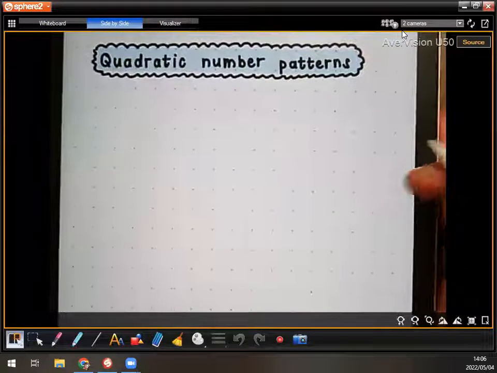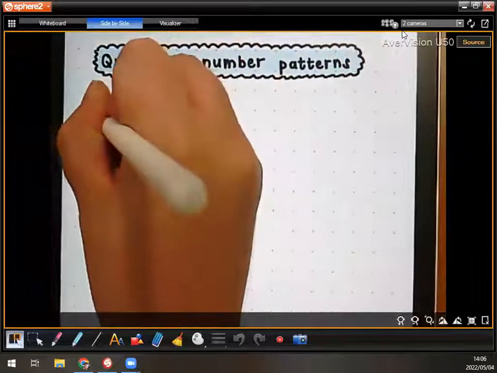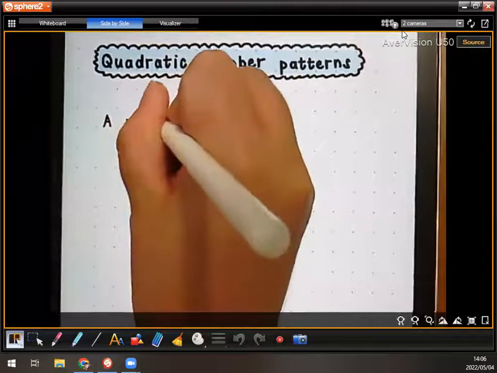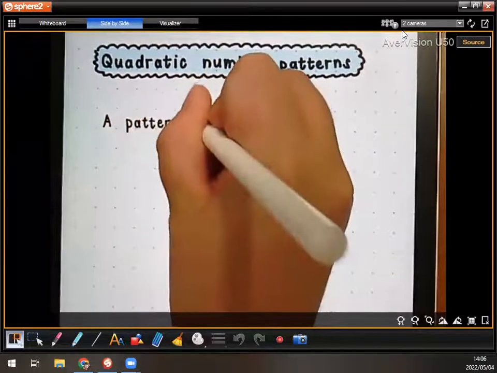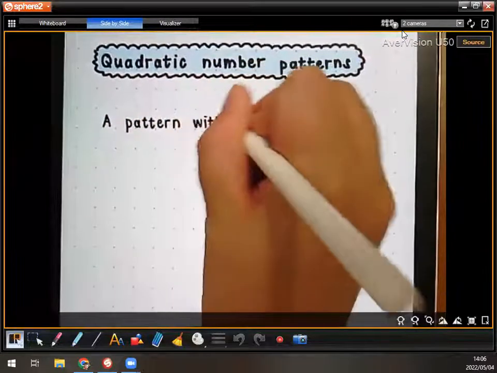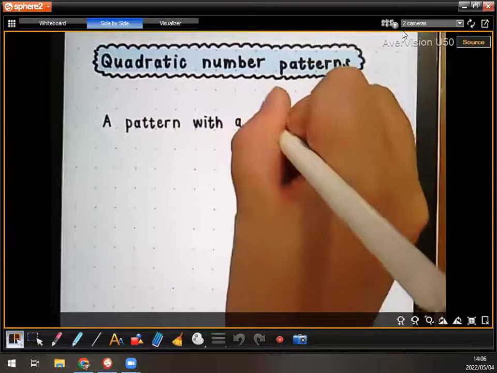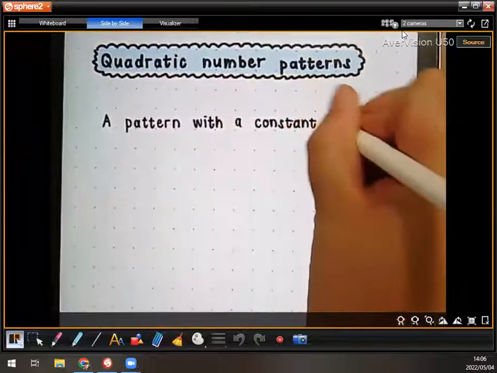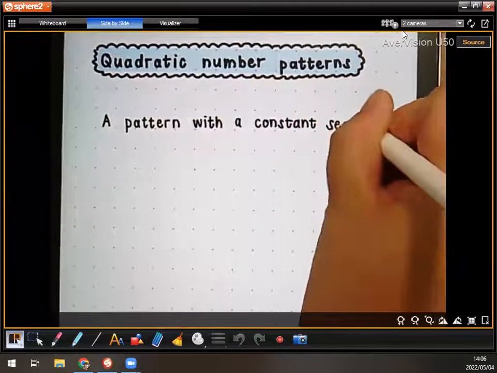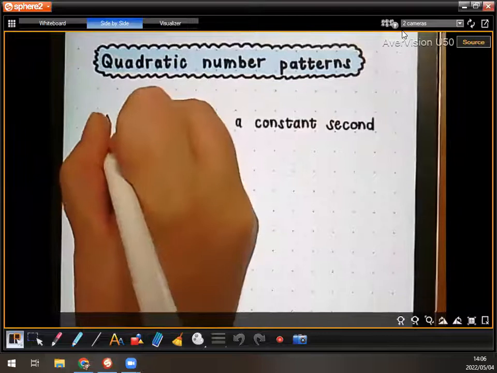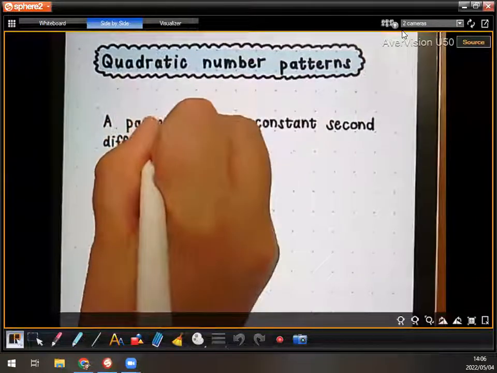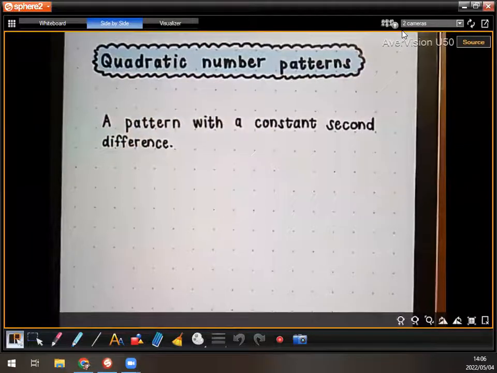All right, so a quadratic number pattern. This is a pattern with a constant second difference. So I'll show you what that means, obviously, so don't worry. Let me just get a nice example here in the book.